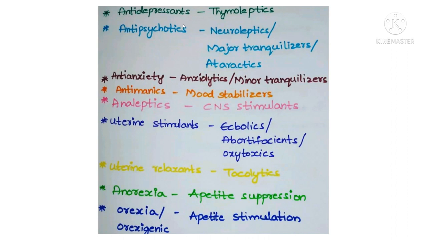So these are the classes of the drugs and their synonyms. The antidepressants are also called thymoleptics, and antipsychotics are also called neuroleptics, major tranquilizers, and ataractics. So these are the synonyms. Sometimes we get confused by this. Just give it a look. And that's it.